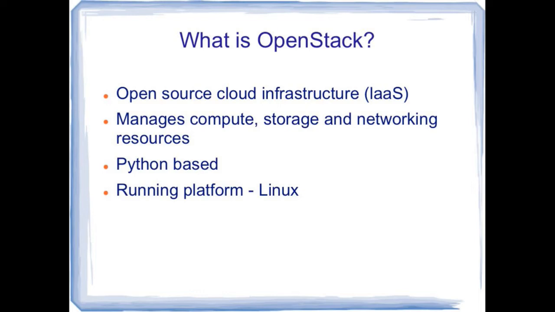OpenStack is an open source cloud infrastructure, sometimes referred to as infrastructure as a service. Some people will also call this a cloud OS. OpenStack manages different resources, such as compute, storage, and networking, which are the three basic components of a cloud infrastructure. And OpenStack is Python-based, and it runs on the Linux platform.